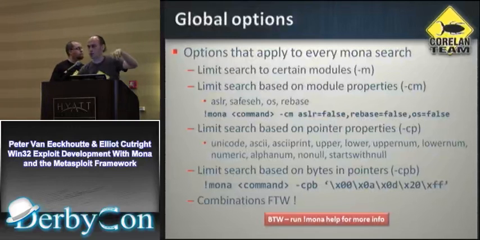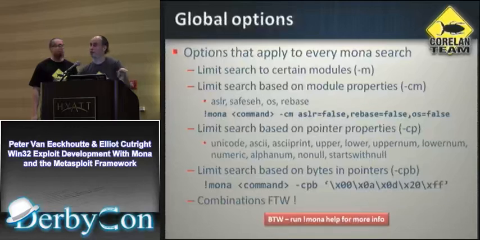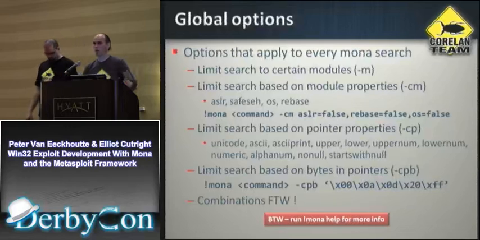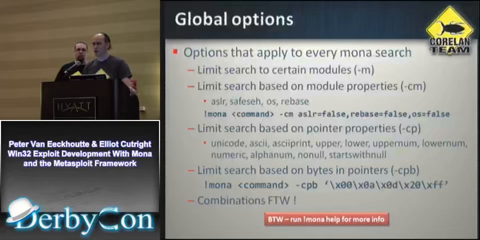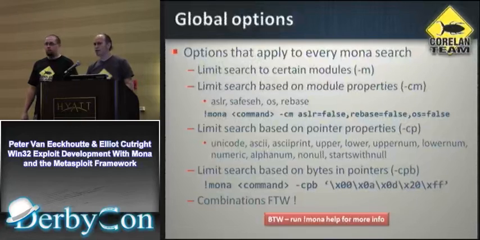You can limit your search to just one module if you want to. You can also limit or restrict the search operations based on module properties. If you want to skip ASLR and rebased modules, you could just do that. And by default, the searches are set up with a set of default values. If you're looking for a pointer to jump ESP, it's going to skip anything that is ASLR and rebased by default. If you're looking for a pointer to pop pop ret, it's going to skip modules that are SafeSEH protected by default. So even in the default settings, whatever is returned by Mona is most likely going to be reliable to you.